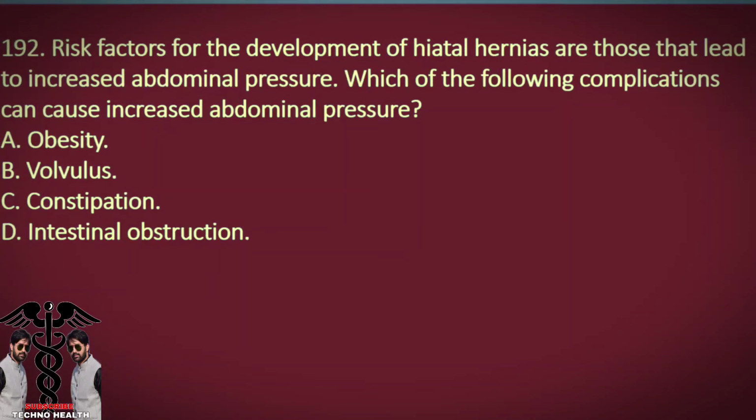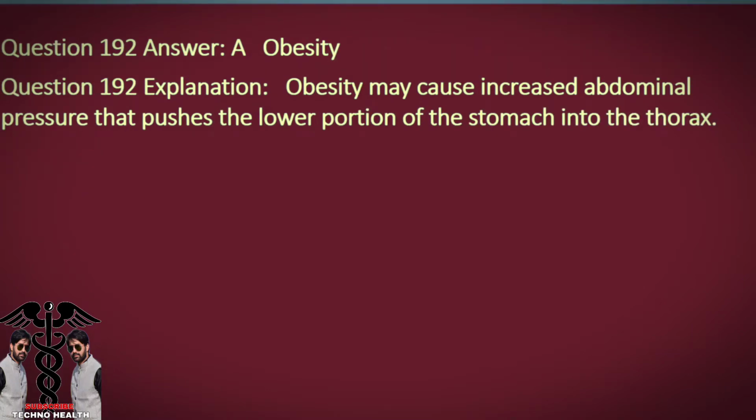Question 192. Risk factors for the development of hiatal hernias are those that lead to increased abdominal pressure. Which of the following complications can cause increased abdominal pressure? A. Obesity. B. Volvulus. C. Constipation. D. Intestinal obstruction.